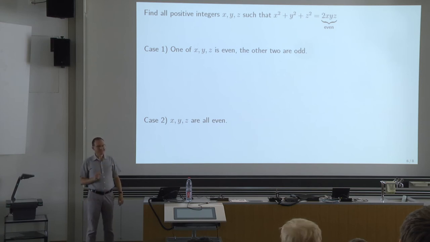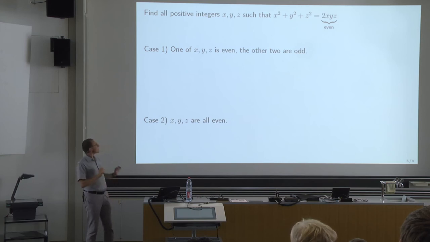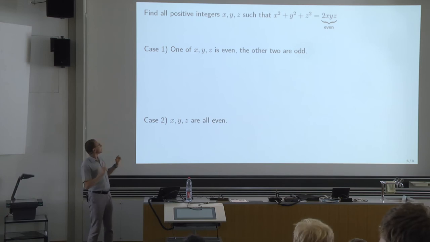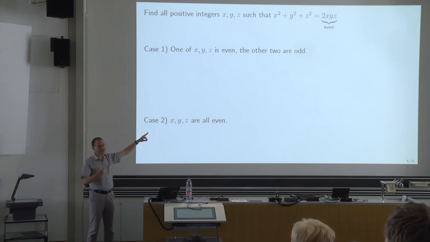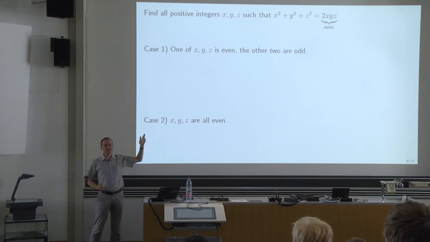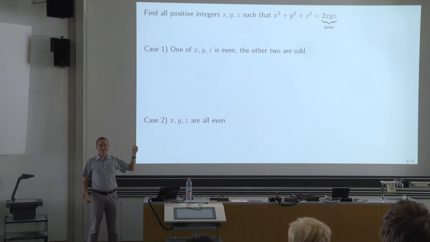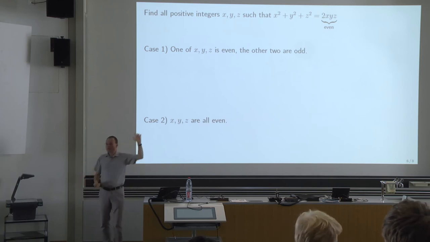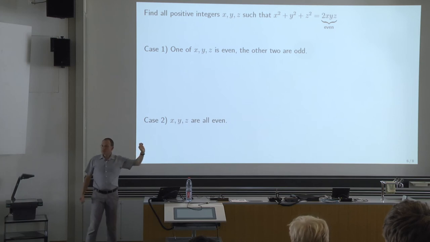Yes? The left-hand side would be, if you have two of them odd and one even, 2 mod 4. And what about the right-hand side? It would be? Yes? 0. Absolutely. Suppose that you're in case 1. We're going to rule out case 1.